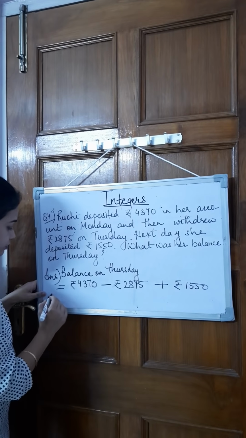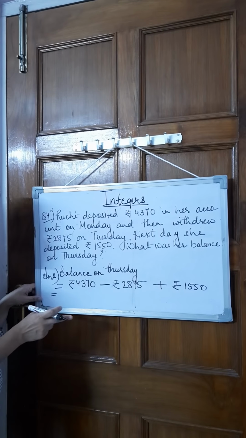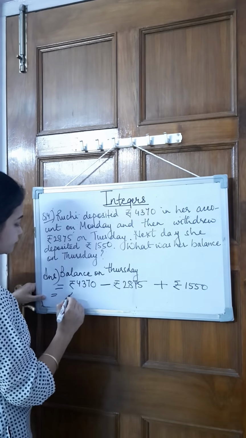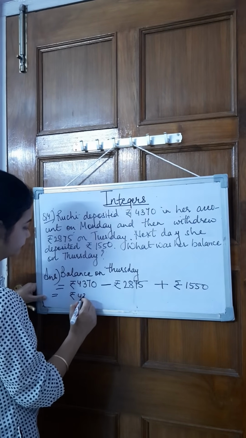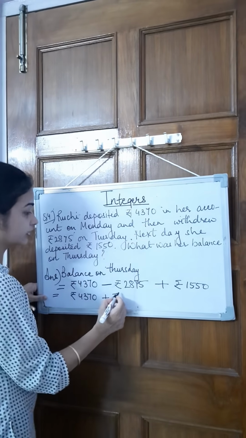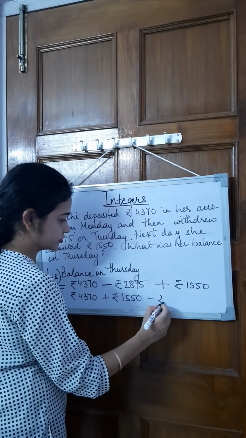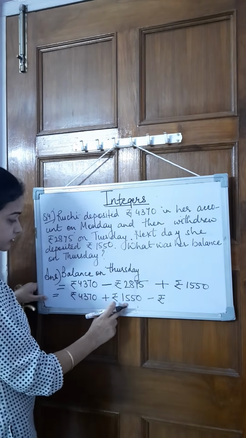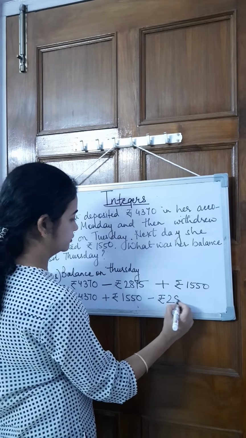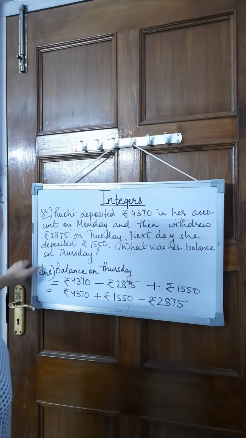Now you have to find out the balance on Thursday. To find out the balance on Thursday, what we'll do? We'll write the two positive numbers together, as we say that we should always arrange before we add or subtract. This makes the calculation easy and correct also. So I am writing the two positive numbers together and the negative number after it. Now add the two positive numbers.